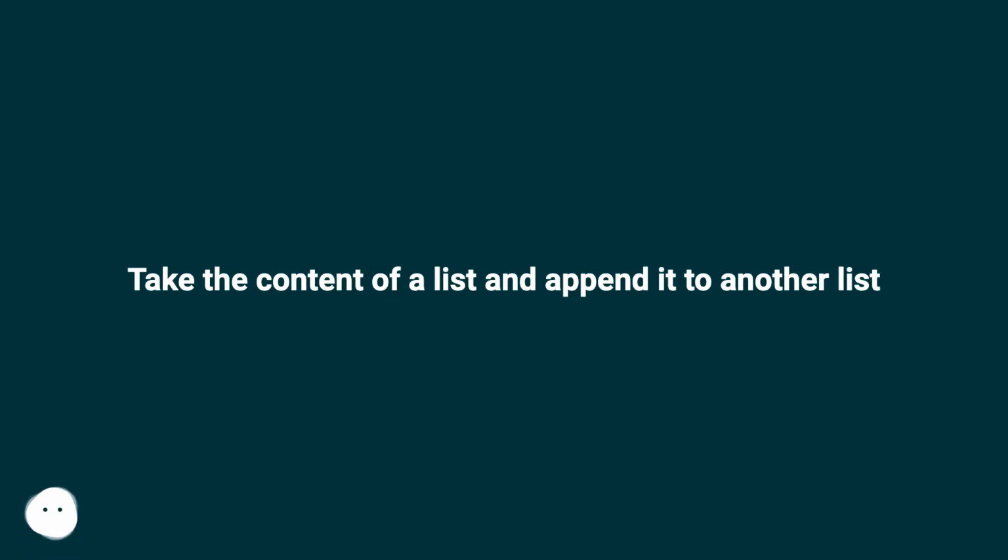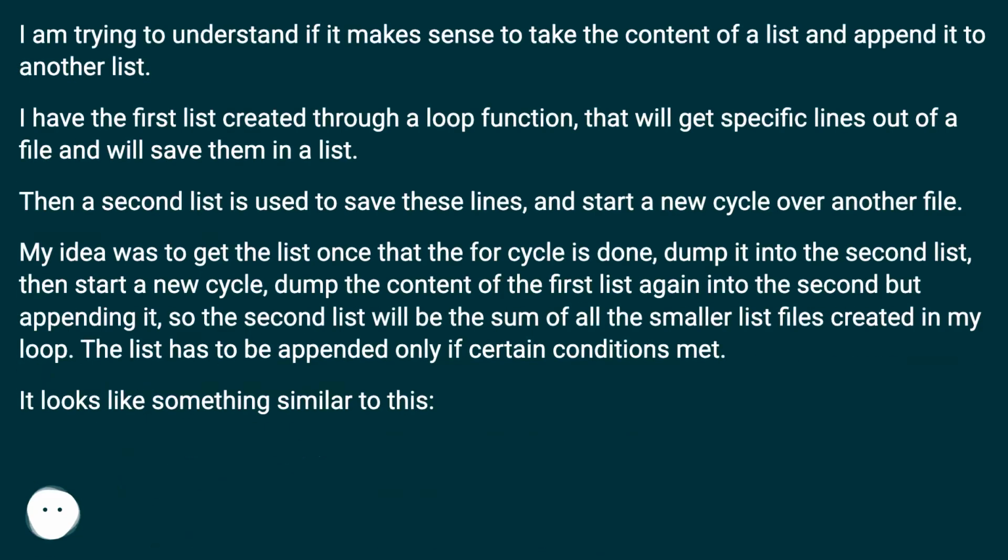Take the content of a list and append it to another list. I am trying to understand if it makes sense to take the content of a list and append it to another list. I have the first list created through a loop function that will get specific lines out of a file and will save them in a list. Then a second list is used to save these lines and start a new cycle over another file.